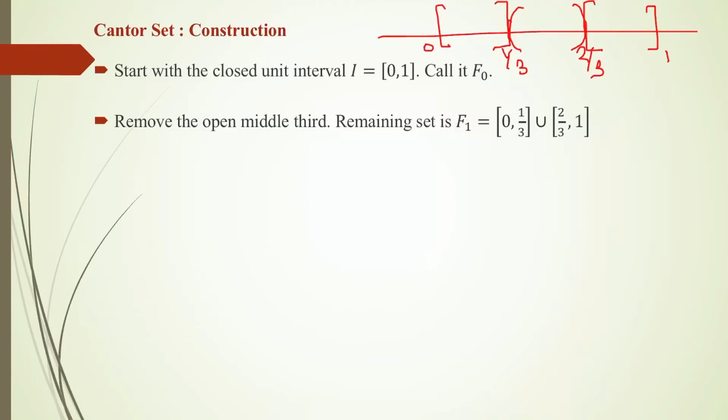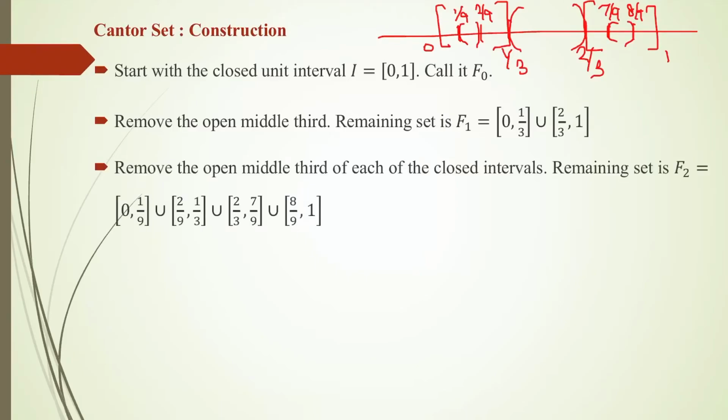Now divide each of these two closed intervals into 3 equal parts so that we will have 1/9 here and 2/9 here. And 2/3 is nothing but 6/9. When we divide this interval into 3 equal parts, we will get 7/9 here and 8/9 here. Again, remove the open middle third from the first interval as well as from the second interval.